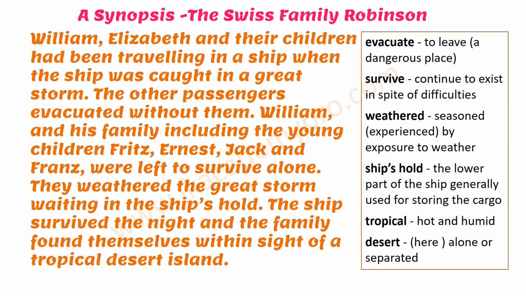Now, William and his family, including the young children, Fritz, Ernest, Jack, and Franz. These were the four boys, along with the parents, who were left to survive alone. They had to continue their existence, continue their living conditions. So they had to live alone.